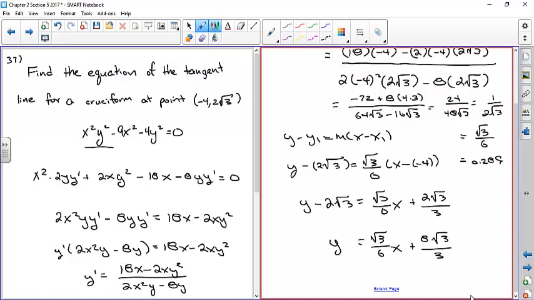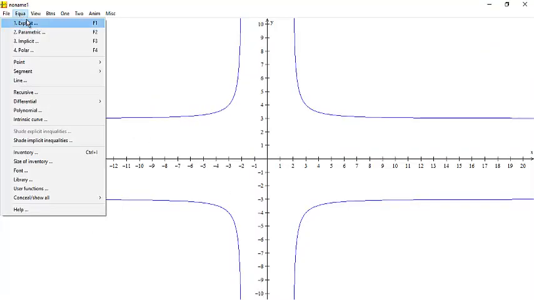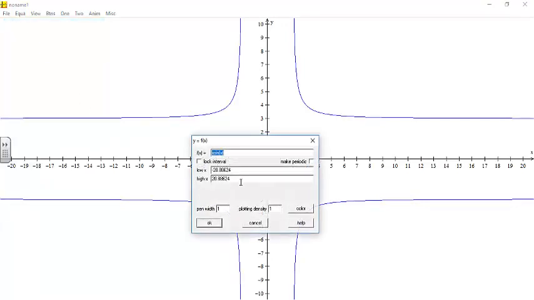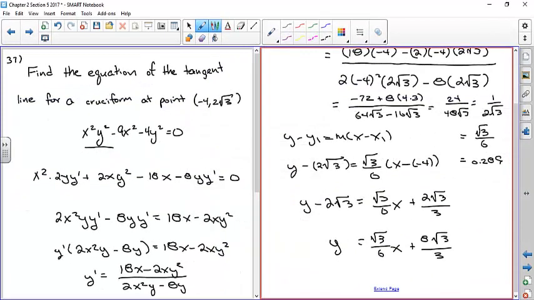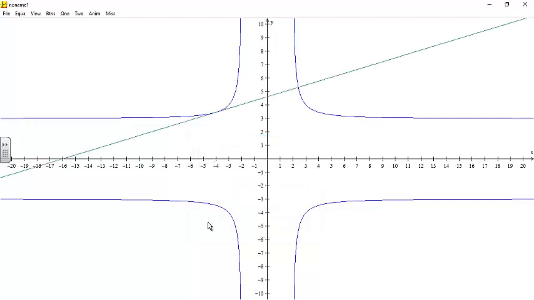And if we actually plot that line, hopefully on this graph it'll work out. I think I can plot more than one function. So it's an explicit, a linear function: square root of 3 divided by 6 times x plus 8 times the square root of 3 divided by 3. There it is. How about that?